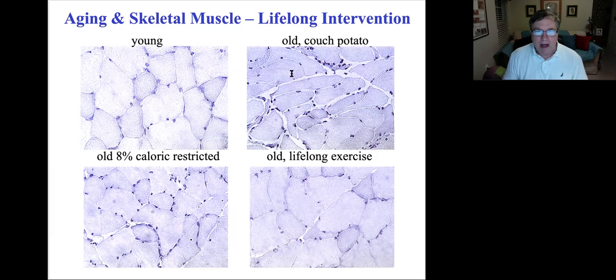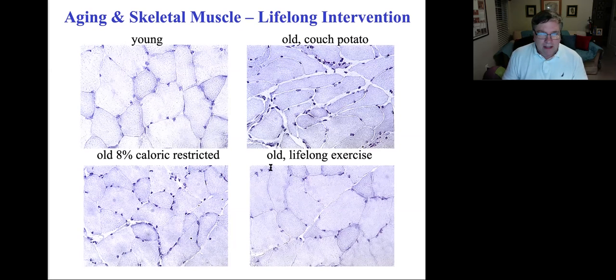Here's an old couch potato. This is a rat that's a little over 2 years old. It's been hanging around, just doing nothing, munching out. Boy, things look kind of bad. This is the same scale. The muscle fibers are real small. You've got one that looks like a boomerang. Some of these are fat cells. Some of them are fibroblasts that you see here. Some of them are inflammatory cells. So, oh boy, it's really scary looking.